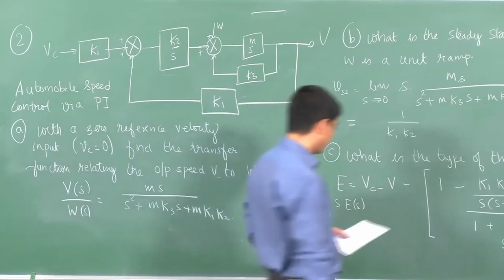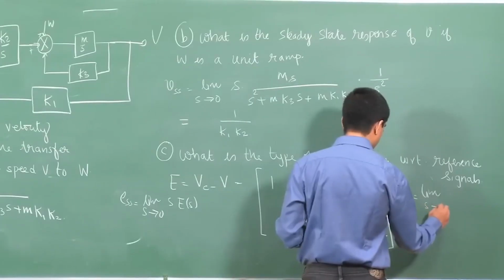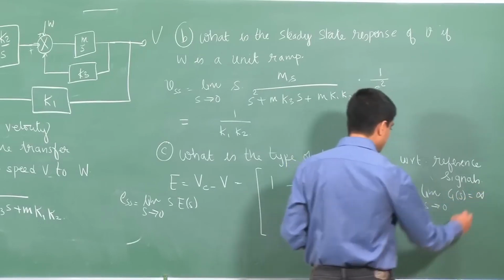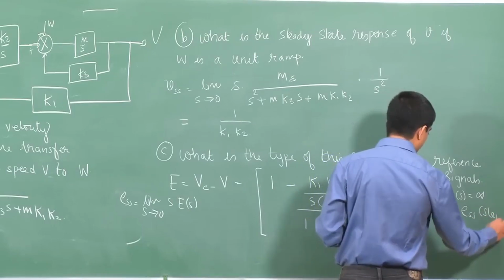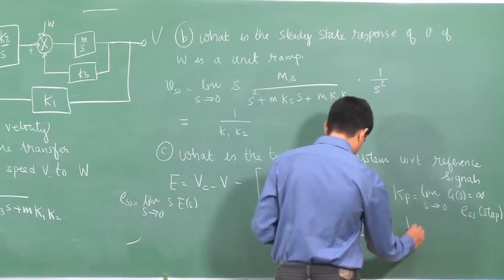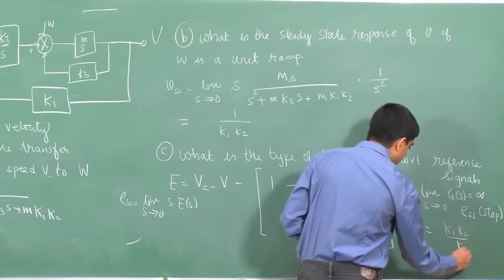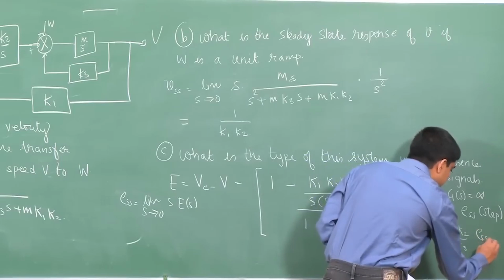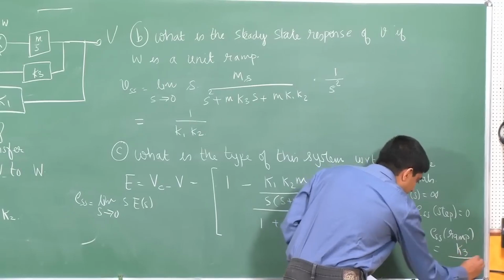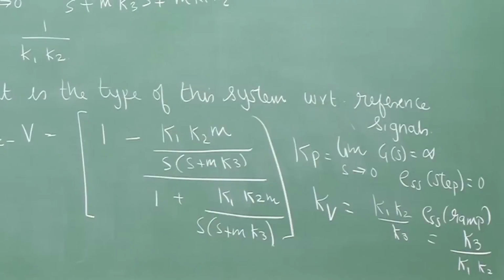Okay, so here the position error, I'll skip the computations, as s tends to 0, G of s is infinity, so the steady state error with a step input is 0, right. Similarly, Kv turns out to be K1 K2 over K3, or ESS with a ramp is K3 over K1 K2, right, which means it's just a type 1 system, that could be easily computed.